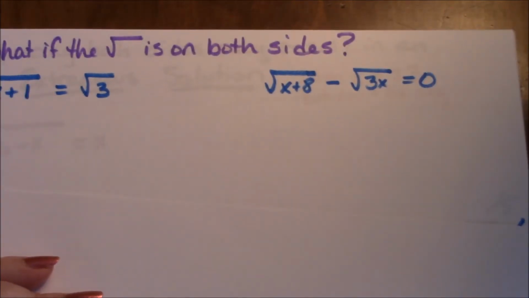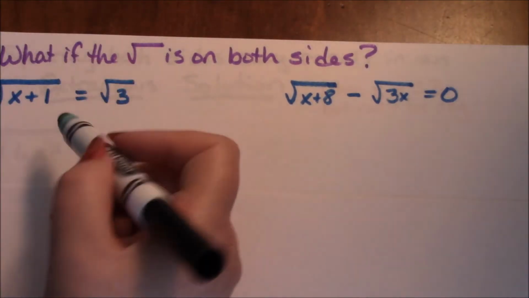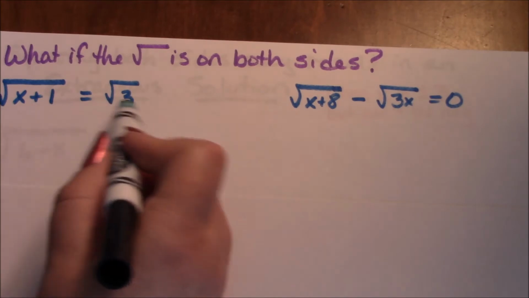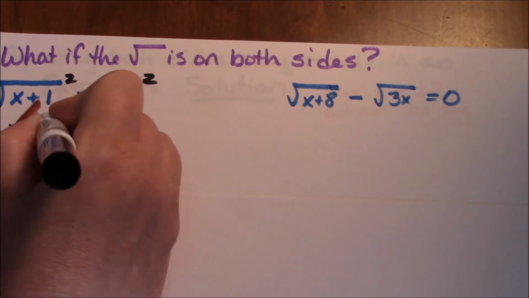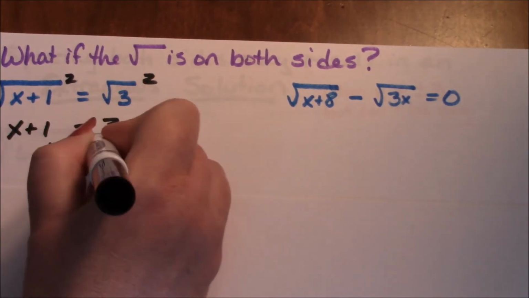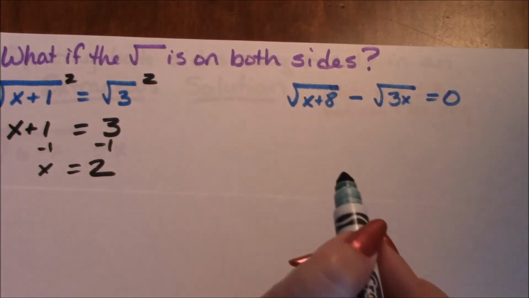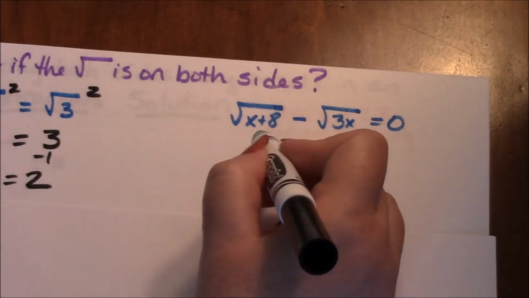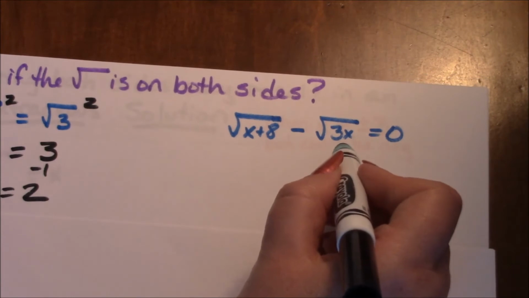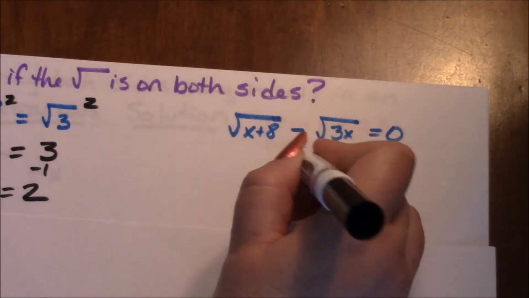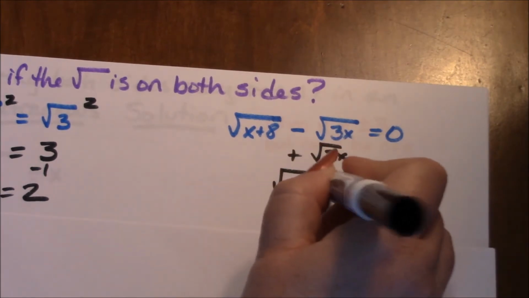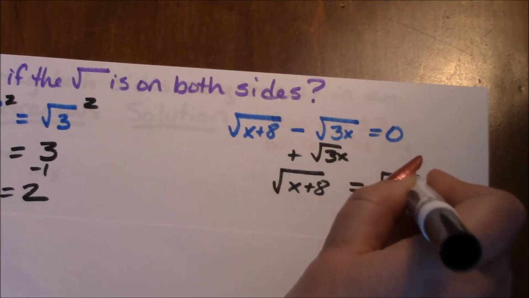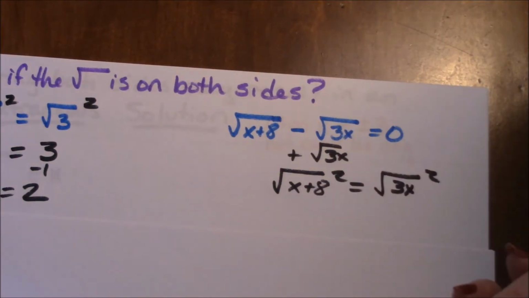And the next step with solving equations: what happens if there's a square root on both sides? Well, this first one, because the only thing that's there are square roots, I'm just going to square both sides, which means I have x plus 1 equals 3, and I can solve for x very easily. Here, I have square roots on one side and a 0 on the other. If I add root 3x to both sides, then I get root x plus 8 equals root 3x, and I can square both sides now.